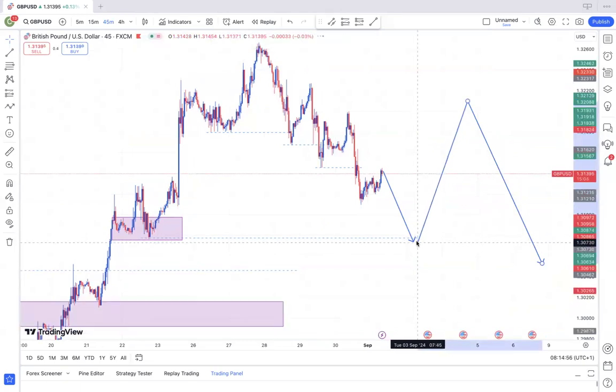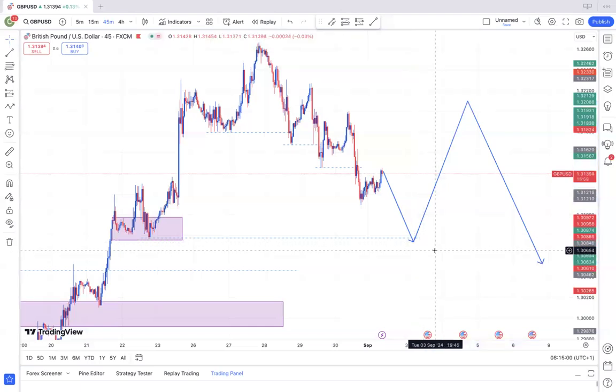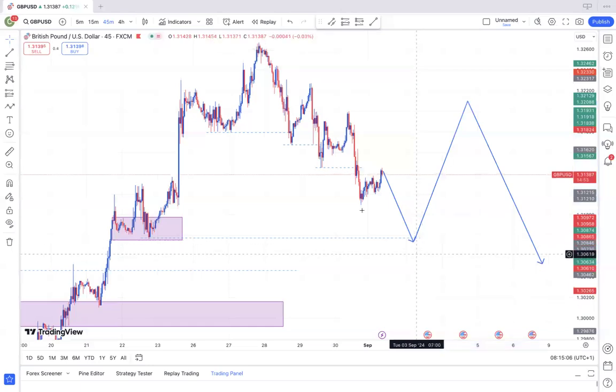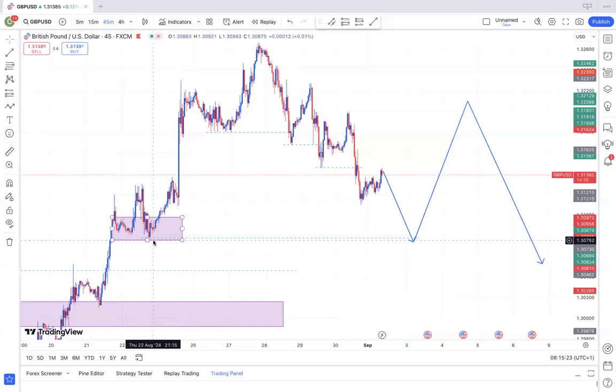So that would be like a continuation yardstick for the sales. Do you understand what I'm saying? So that would be a continuation yardstick for the sales here, right?